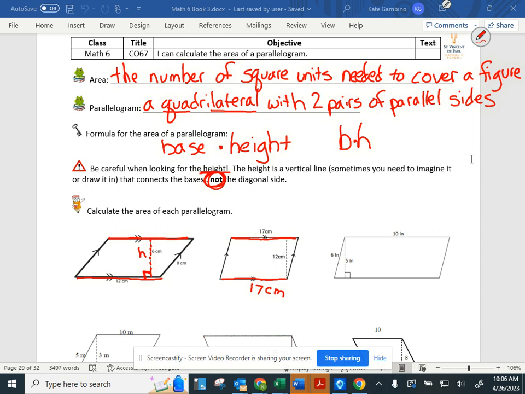So they might give us what that width is, that diagonal. We don't want it. That's extra information. So even if they tell us what length that diagonal is, we don't want it. To find the area, you are just going straight up. So it would be 6 and 12 centimeters.